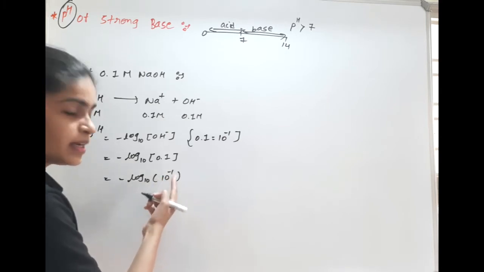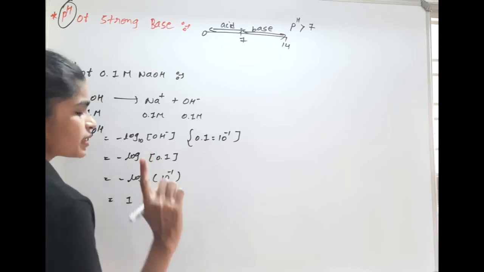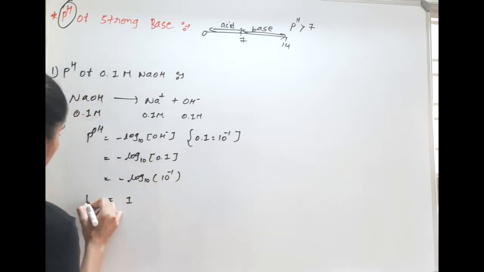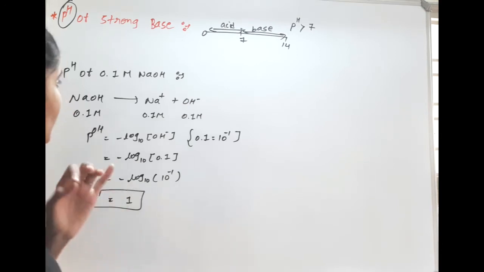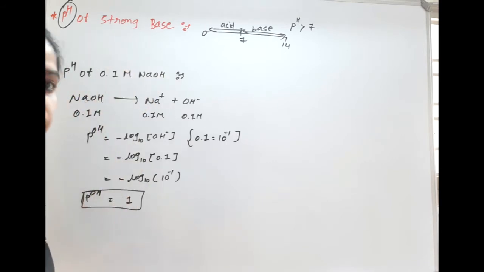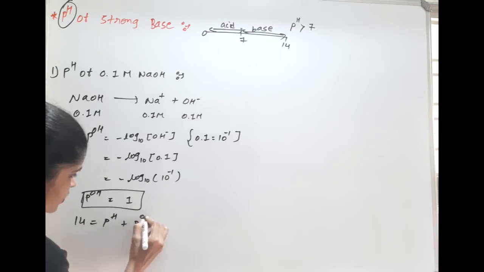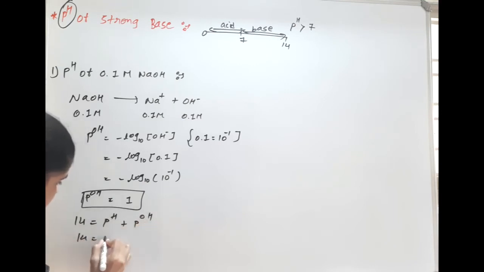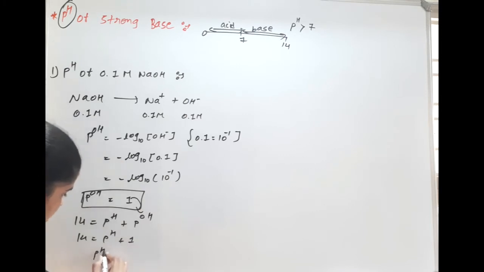The minus 1 and the minus sign give plus 1, and log10 of 10 is 1. So pOH is equal to 1. But we want to find the pH of 0.1 molar NaOH. We know that 14 is equal to pH plus pOH. So 14 equals pH plus 1, and the pH is equal to 13.